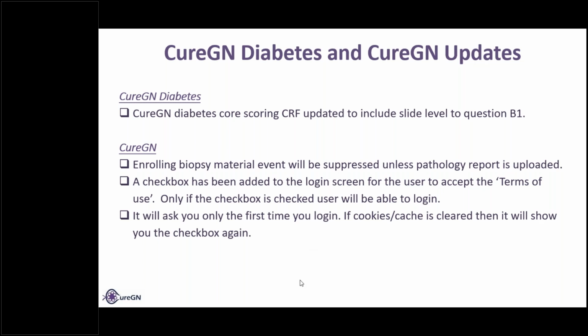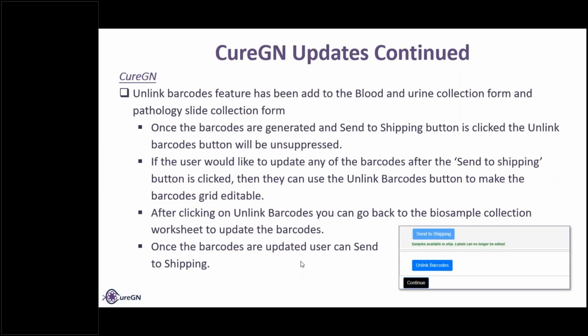And the final change that I know everyone is excited about, I was excited about, is that you are now able to unlink the barcodes on the blood and urine collection form and the pathology slide form. So once all the barcodes are generated and the sent to shipping button is clicked, then the unlink barcodes button will be unsuppressed. Okay, and then if you would like to update any of the barcodes after sending them to shipping, you just click that button, and then you can make any of the barcode grid editable.